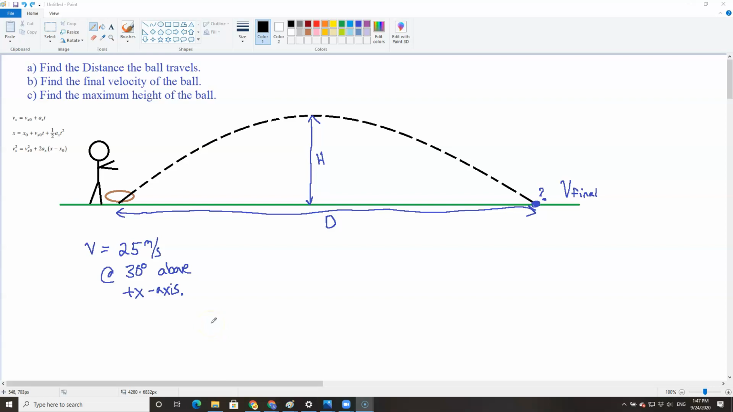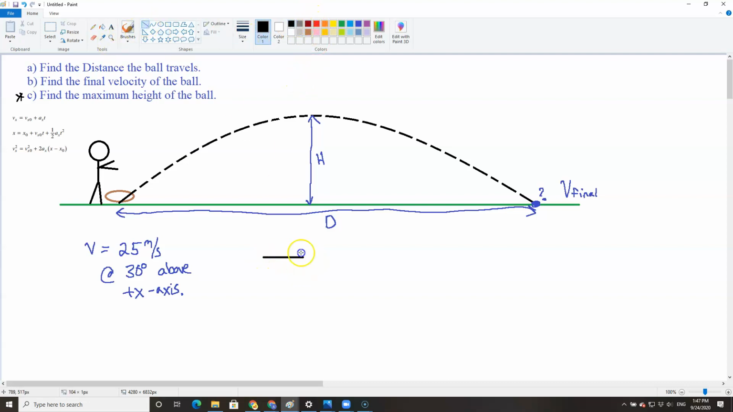For this first flat ground projectile motion problem, I am given a velocity of 25 meters per second at a 30-degree angle above the positive x-axis. I need to find the distance, the final velocity, and the maximum height. So I'm going to start off by saying this one here, the distance, the maximum height, is going to be its own unique problem by itself.